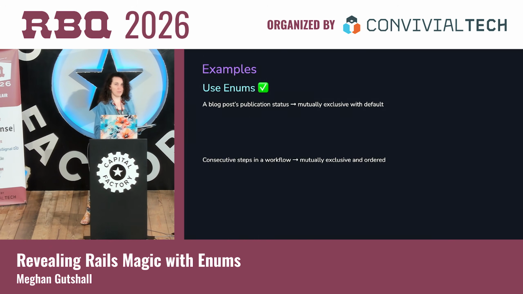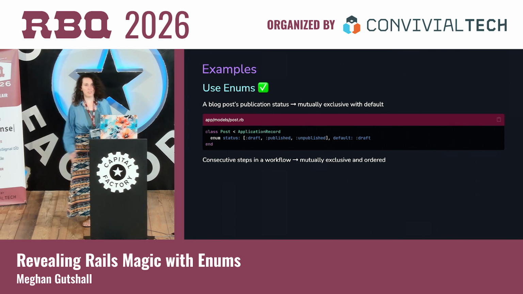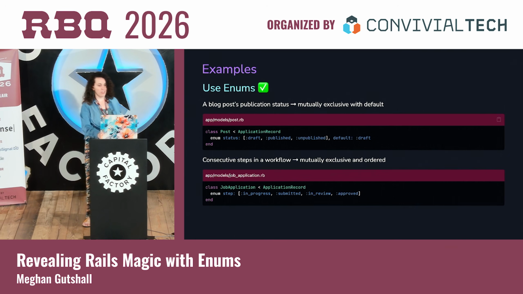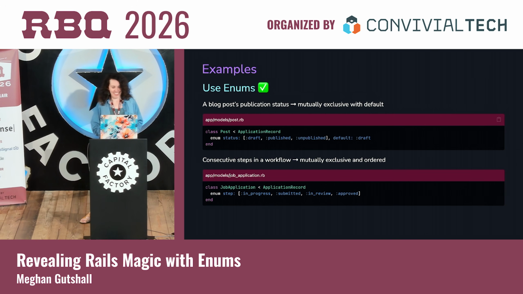So here are some examples of good times to use enums. For a blog post publication status, a post status could be draft, published, or unpublished. You can set a default to draft. Or consecutive steps in a workflow, like a job application could be in progress, then submitted, then in review and approved. I didn't add rejected. I guess I'm optimistic here. You'll notice these are mutually exclusive values.